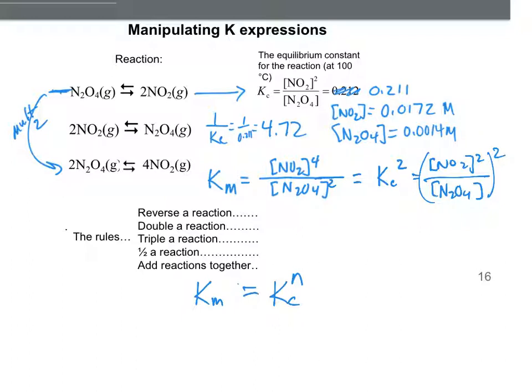What if you halve a reaction? Square root, yeah. So same sort of thing. If you halve a reaction, you're essentially multiplying by 1/2. So K1/2 is equal to, we could say, the square root of K sub C, or K sub C raised to the 1/2. Cool.